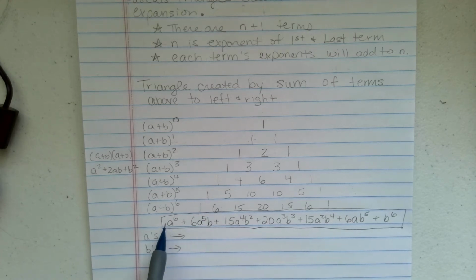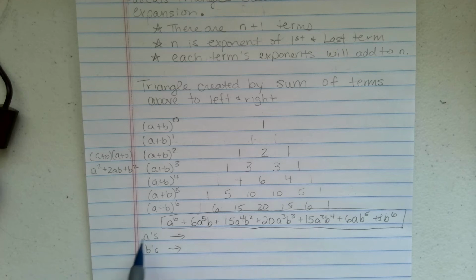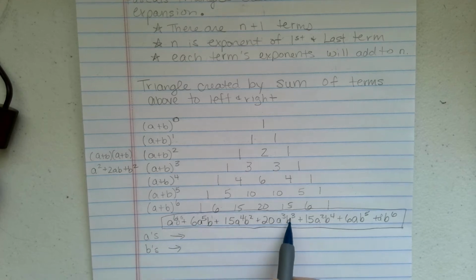We take the coefficient, and then the a exponents go from 6 down to 0, a to the 0, and the b's start at b to the 0 and increase 1, 2, 3, 4, 5, and 6. That would be how you would expand this polynomial. So you will be asked to do one.